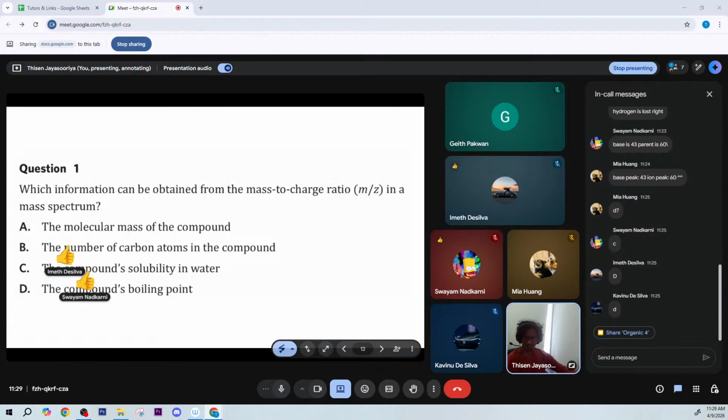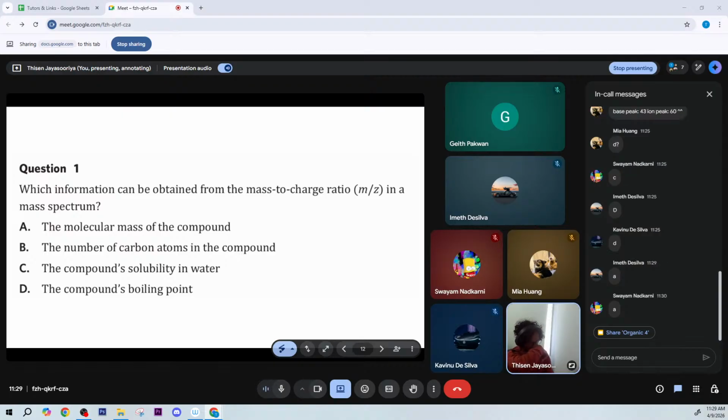Okay. So here, which information can be obtained from the mass-to-charge ratio in a mass spectrum? A, the molecular mass of the compound; B, the number of carbons in the compound; C, the compound solubility; D, the compound's boiling point. Which one? You have an A, you have another A. Anyone else giving out an A? Everyone gets an A. So here, the answer is just A. We haven't spoken about the other three. The only thing we've spoken about is A.